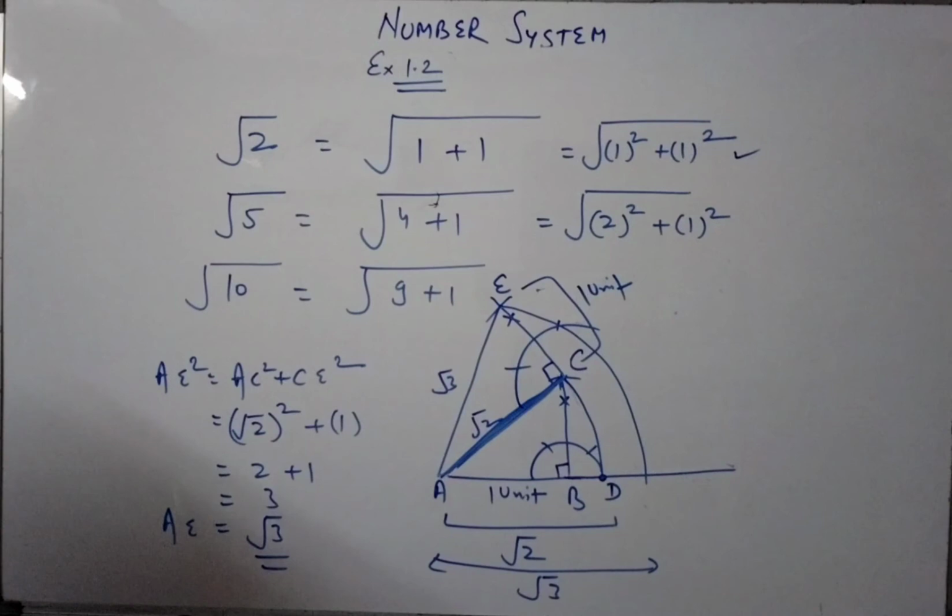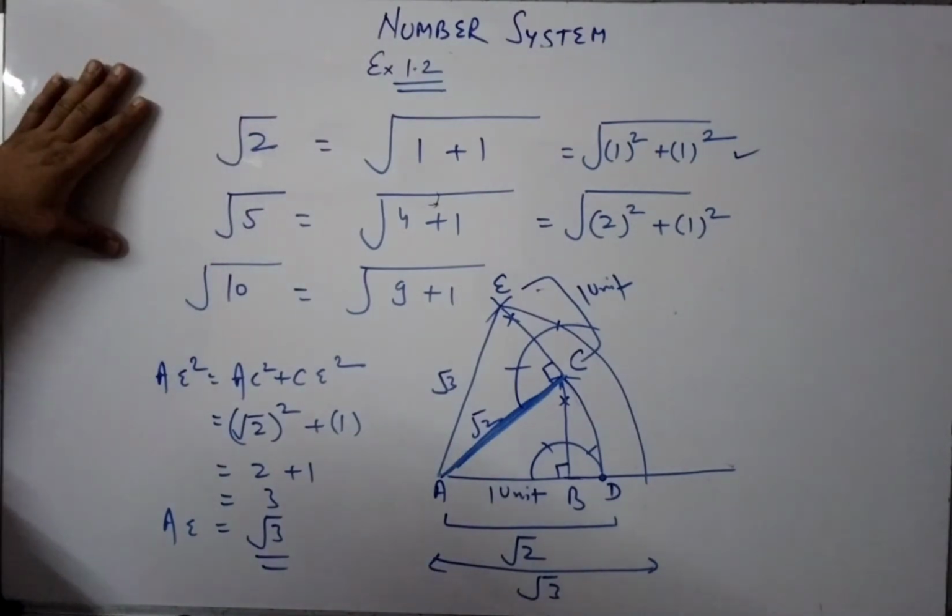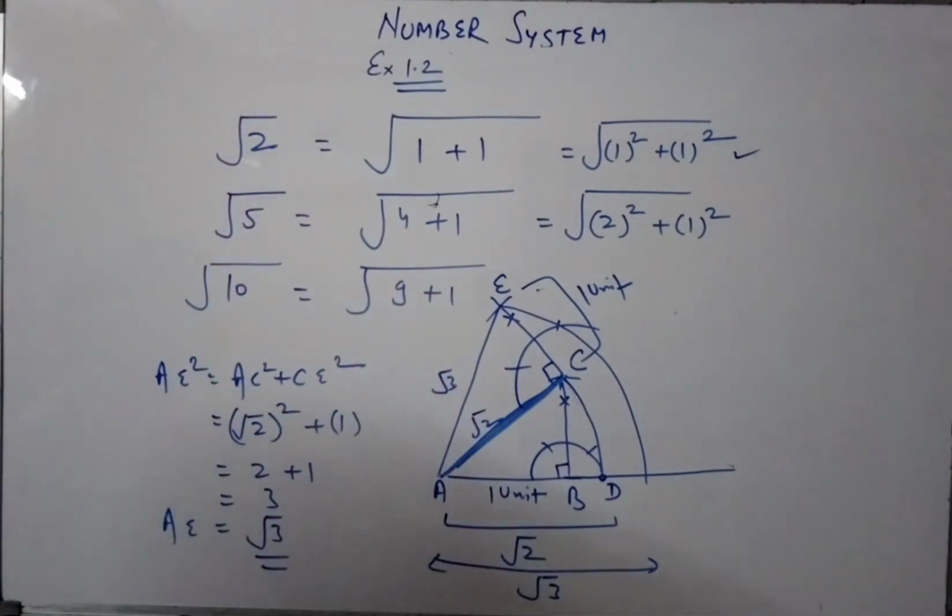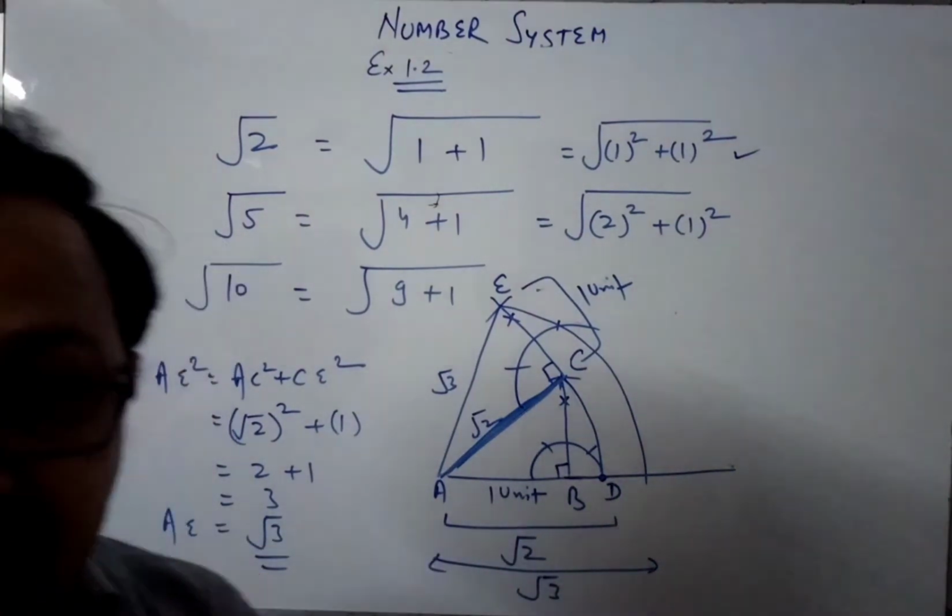So this is the way to represent numbers which are irrational. These are the specific cases. This is how the square root spiral can be represented on a number line, and we can represent all these things.